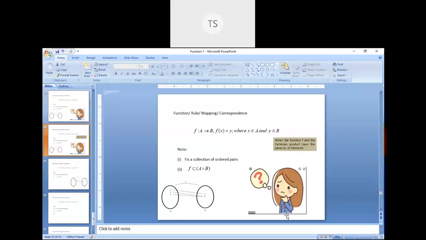But in some cases, we will get the same number of elements in the function f and the Cartesian product of A and B. What is that particular condition for which we are getting the same number of elements? Do you have any idea? You can think. It may be wrong, it is okay, but you can think. When will we get the same number of elements for the particular function and for the particular Cartesian product?